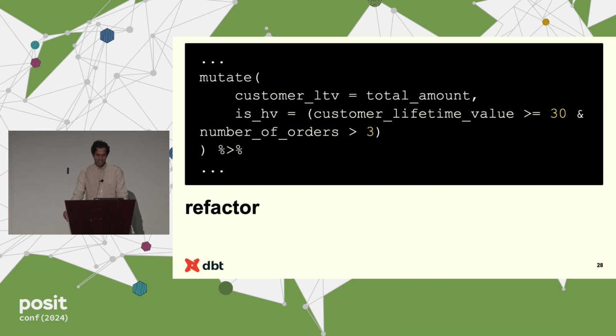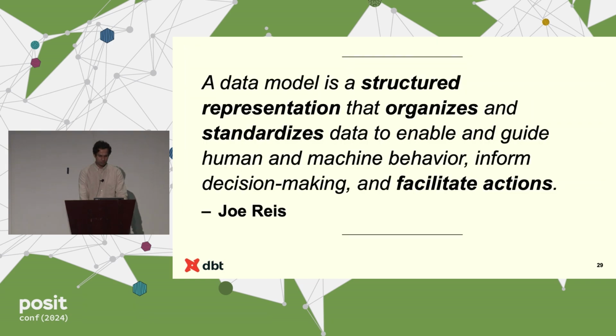You decide that the lifetime value is greater than or equal to 30 and your number of orders greater than 3. So this is like you've redefined this high value flag to include both of these definitions. It doesn't always go this way. Sometimes it can differ, but this is what you've landed on.